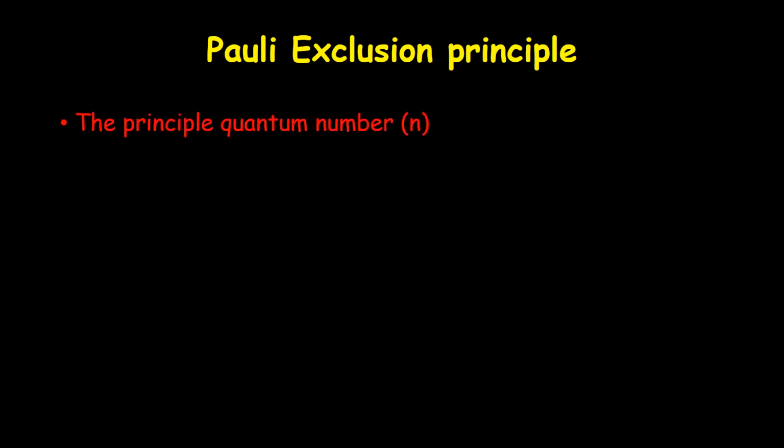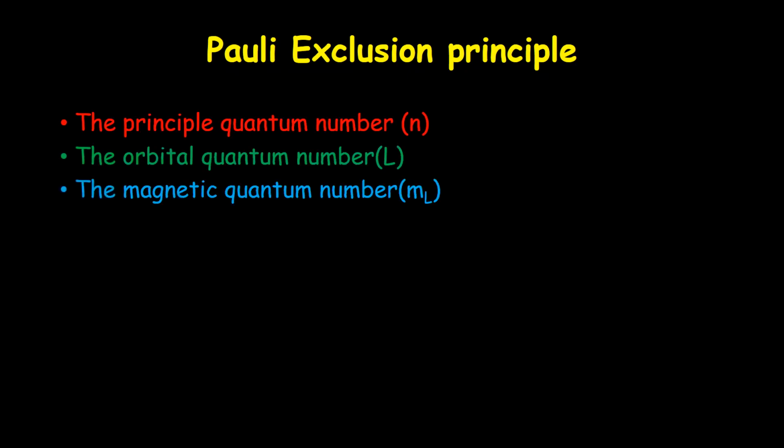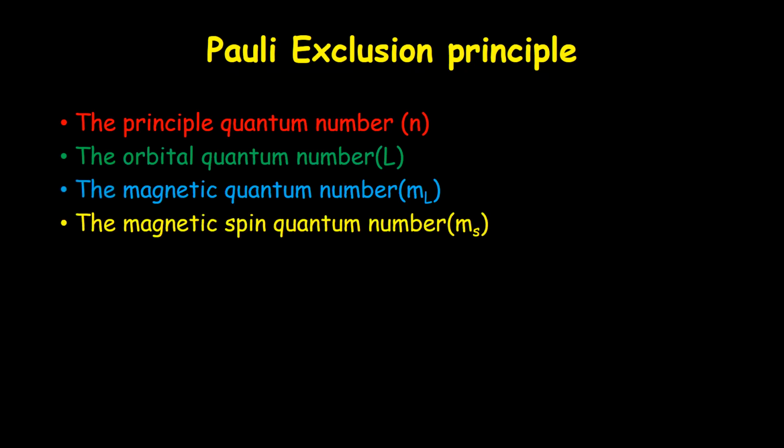In this video, I'm going to explain Pauli's exclusion principle, which is a quantum mechanical principle. To understand it, we need to discuss the quantum numbers first. There are 4 quantum numbers: the principal quantum number, or n, the orbital quantum number, L, the magnetic quantum number, ml, and the magnetic spin quantum number, ms.